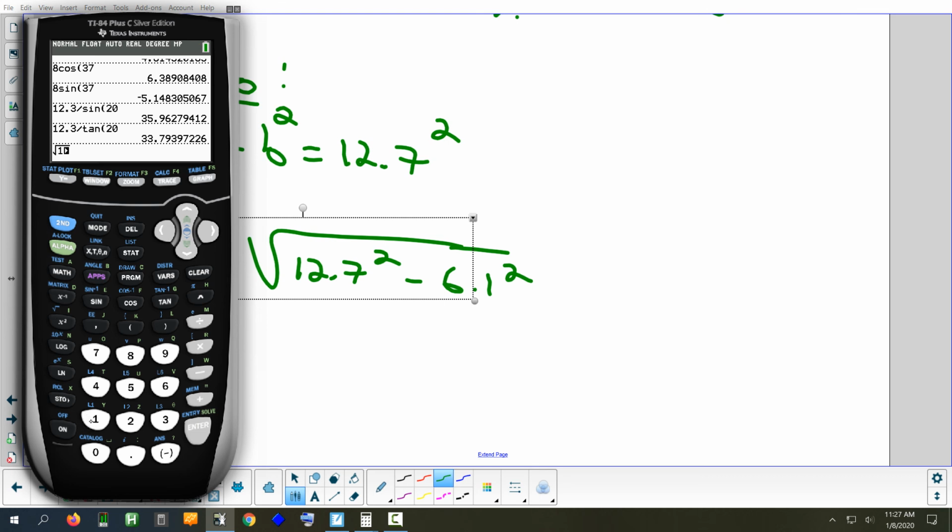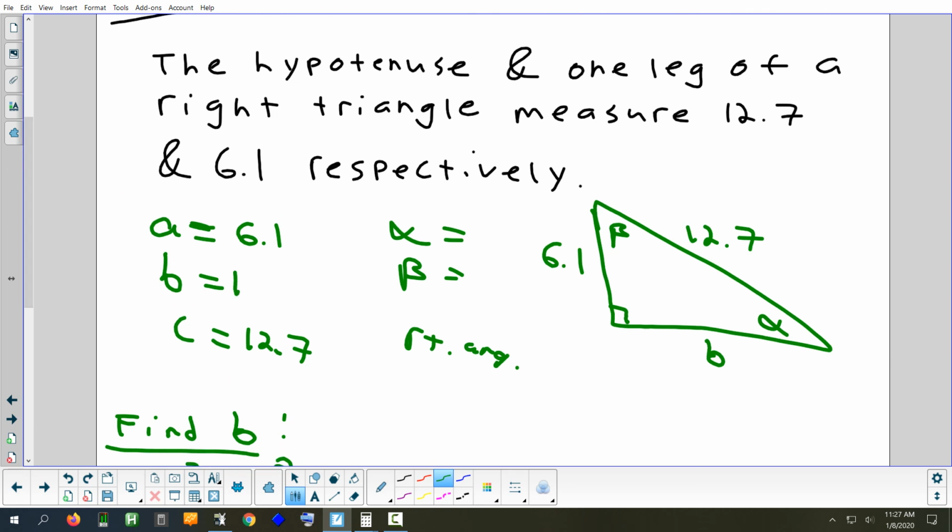All right, so the square root of 12.7 squared minus 6.1 squared, we get about 11.139. That's b. Now, just like before, forget about b. You're not going to use it to find anything else. What you are going to use is this and this, somehow, to find the other 2 angles. Doesn't matter which angle you do first. So, Sam, you want to do alpha or beta? Alpha.